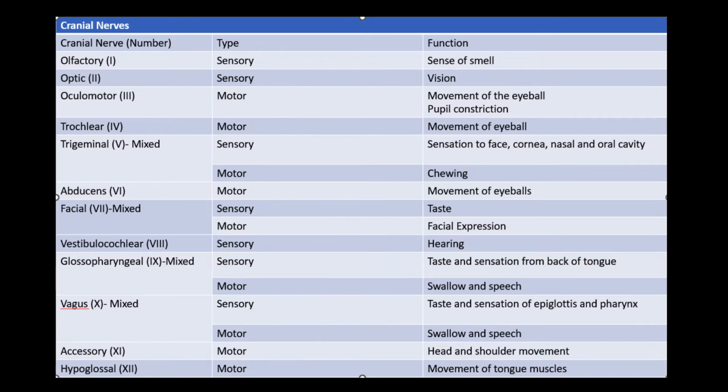There are 12 pairs of cranial nerves, which are named relating to their appearance or function. Each cranial nerve is attached near the associated sensory or motor nuclei. These nerves are classified as sensory, motor, or mixed. Assessment of the cranial nerves is important as it can provide clues to underlying CNS problems. This will be discussed in detail throughout the video.